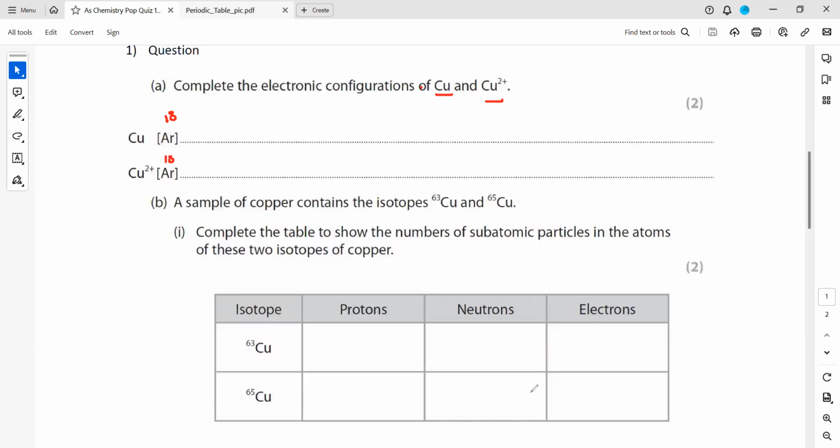So we have to arrange 29. 18 are already arranged. We have to write after argon. Like till argon it is same. After argon, we need 29, so it means 11 more we need.